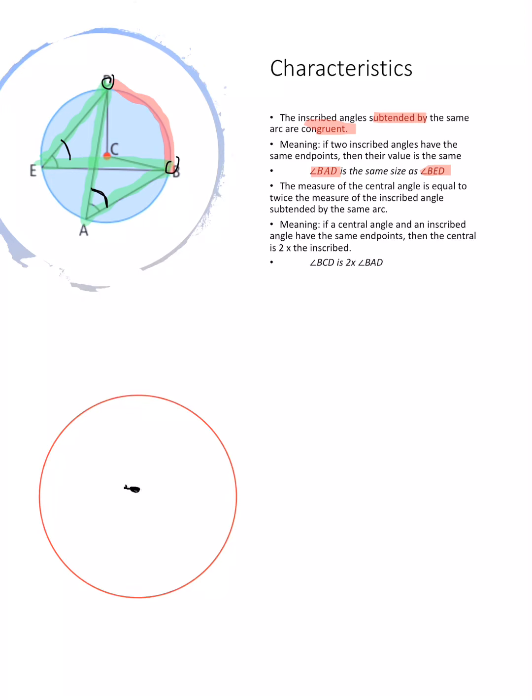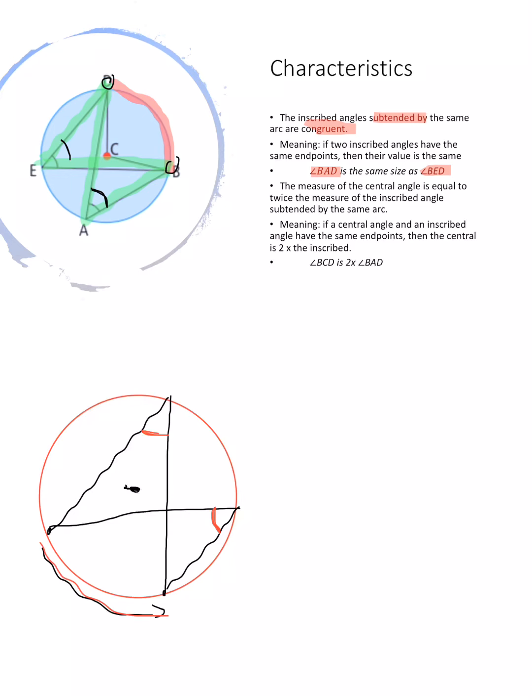Okay, and that will work with any scenario. So if I have an inscribed angle that goes all the way across like this, and I'm not meaning to draw it squiggly, that's just this pen I'm using. If it has the same endpoints, with the same arc as a different inscribed angle, let's say this one, we can deduce that these two angles here would be the same, because they share the same arc.